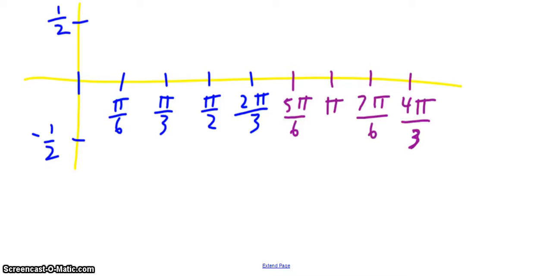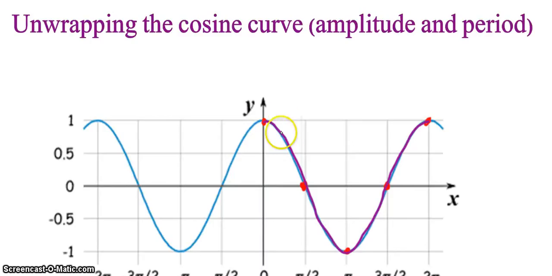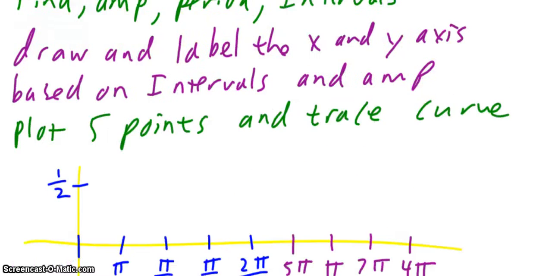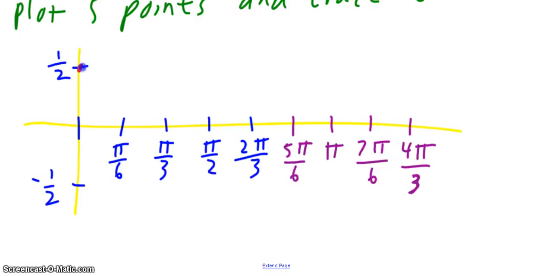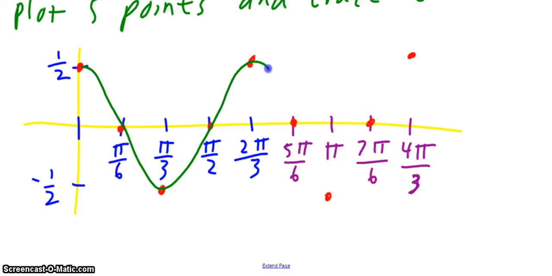This is cosine. So again, what does cosine look like? Cosine looks like this. Since this is a positive cosine curve, it's going to start at the peak. If it was a negative cosine curve, it would start down here at the bottom. Then I just follow along the pattern. That's one period. Continue the pattern. That's two periods. Draw my curve. Bam. Cosine. What do you know?